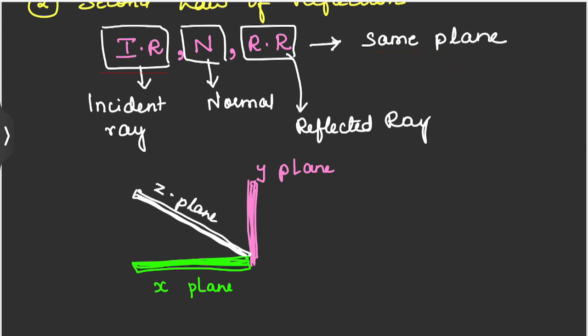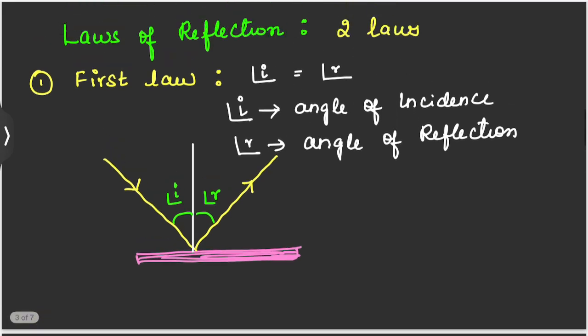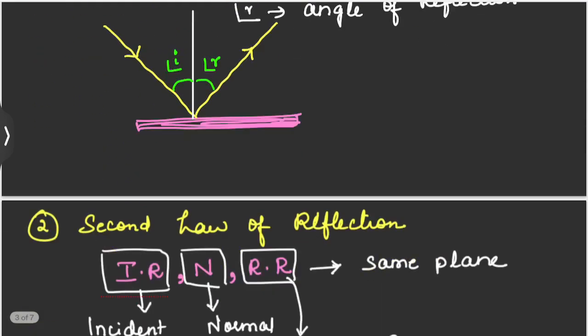That is the meaning of lying in the same plane. You will never see the incident ray in one plane, the reflected ray in another plane, and the normal in another plane. In different planes you will not see them, all are lying in the same plane. If you take the X plane, they will lie in the X plane. That is the meaning of lying in the same plane. Is that clear? So these are the two laws of reflection of light.